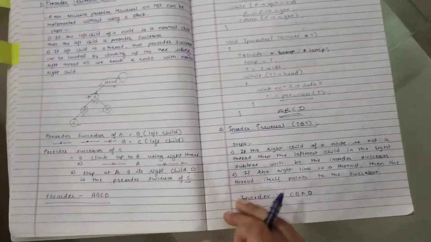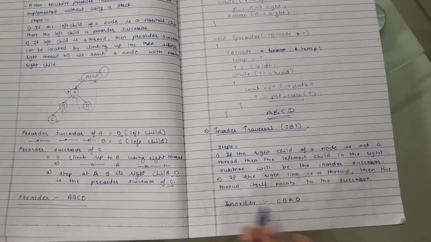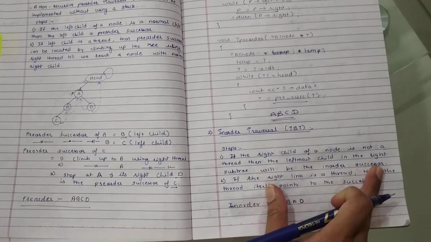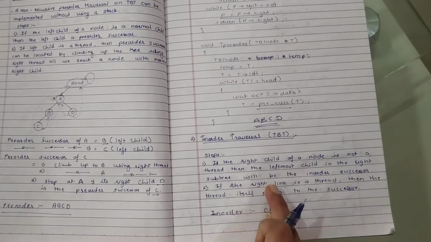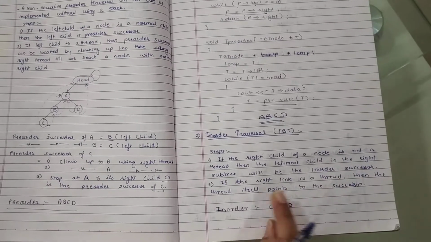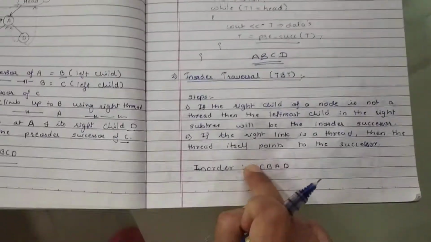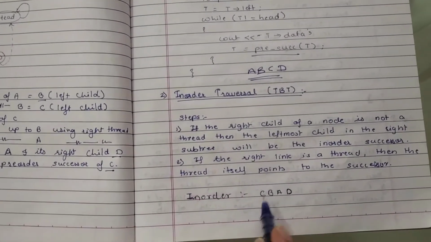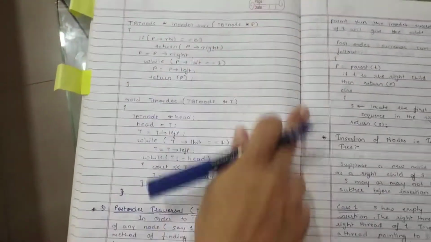Then the second method is in-order traversal. In the in-order traversal you have to follow these steps. In the first step, if the right child of a node is not a thread, then the leftmost child in the right subtree will be the in-order successor. If the right link is a thread, then the thread itself points to the successor. The in-order traversal of the given tree is CBAD. We will see this by using coding.